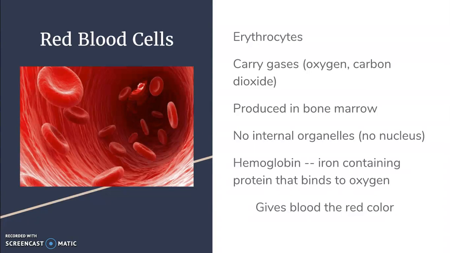So if we break these down even more, erythrocytes are important because they carry gases, and that's probably what you know red blood cells for. They are produced in the bone marrow. They do not have any internal organelles, so they have no nucleus. And then hemoglobin, you probably already have heard this word as well, contains iron, and contains a protein to bind to oxygen. This is what gives blood the red color that it has.